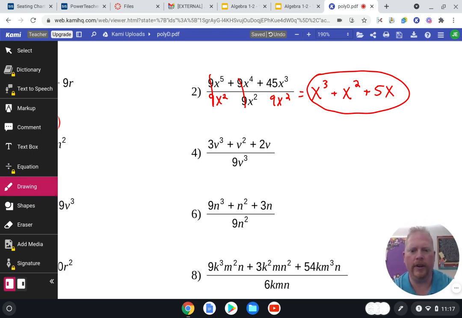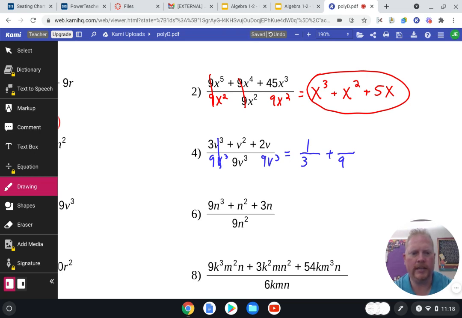Let's take a look at number 4 here. Let's divide by 9v to the 3rd on each thing. So on the first fraction, I've got 3 over 9, which reduces to 1/3. And then the v to the 3rds cancel out. So that whole first fraction just reduces down to 1/3. Bring over my plus sign. The second fraction, there is no coefficient in the numerator, so that 9 just stays in the denominator.